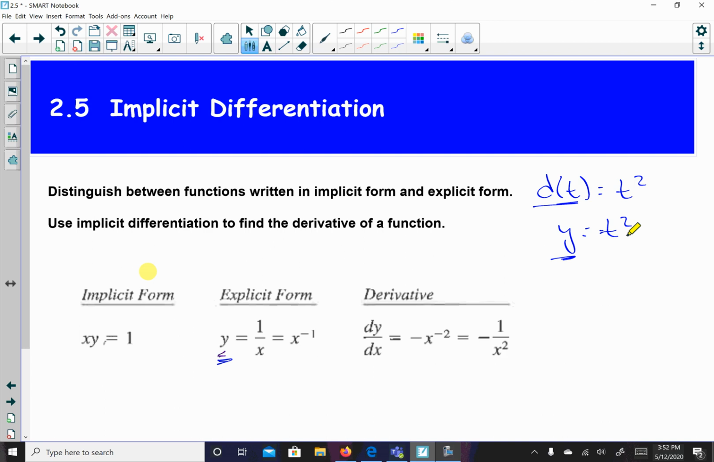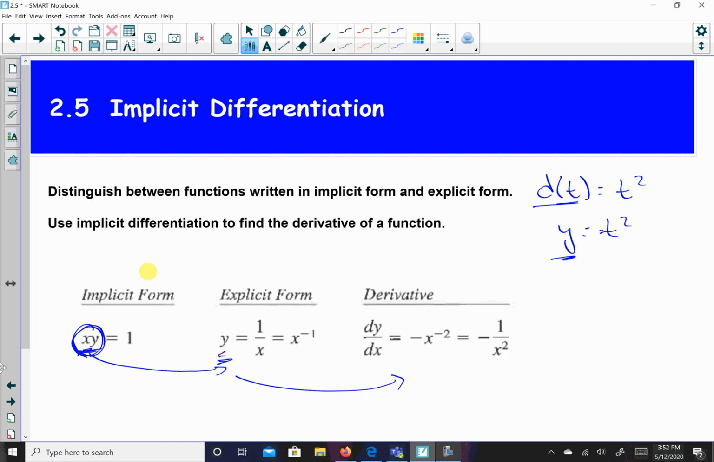When you have implicit, you have both variables on one side and you're taking the derivative in terms of more than just one variable. So the first ones are pretty simple and then they get progressively harder. But up until this point, when we had an equation like this, we would have just rewritten it in terms of y and then we would have taken the derivative. Today we're going to learn how to take the derivative in this format here.